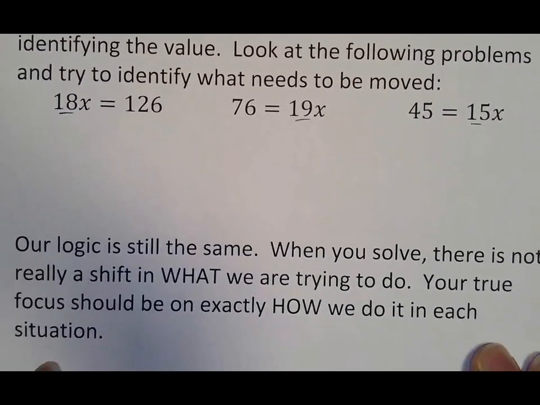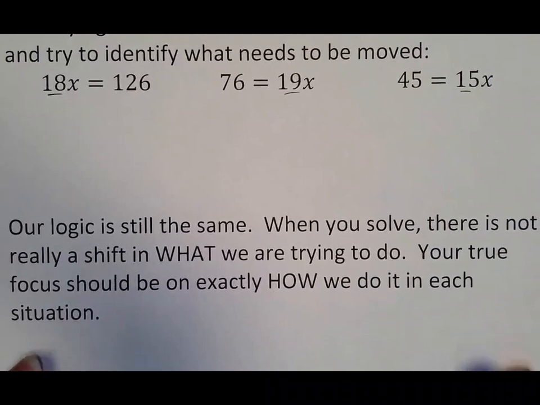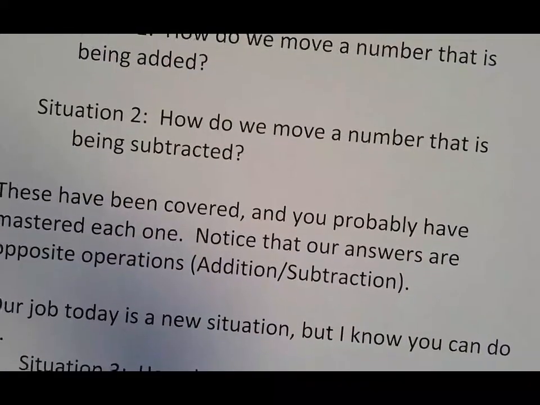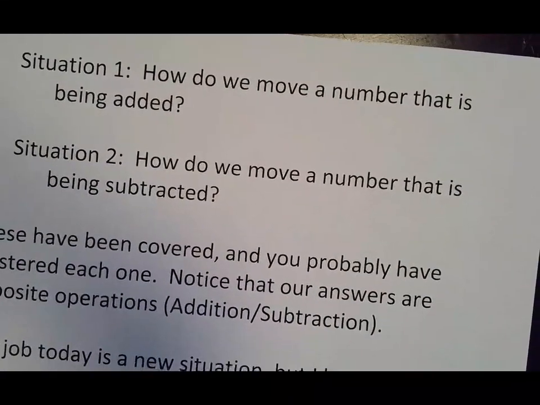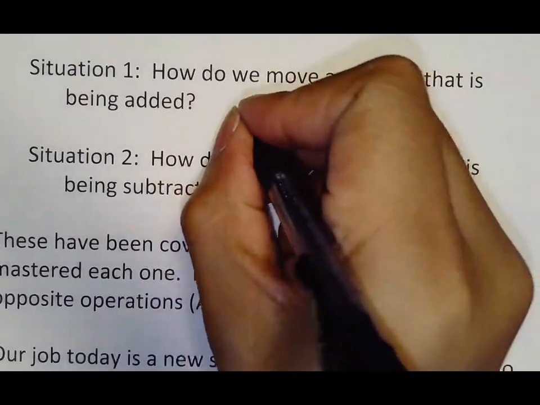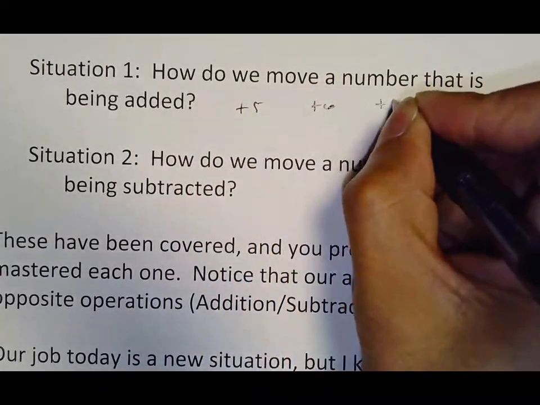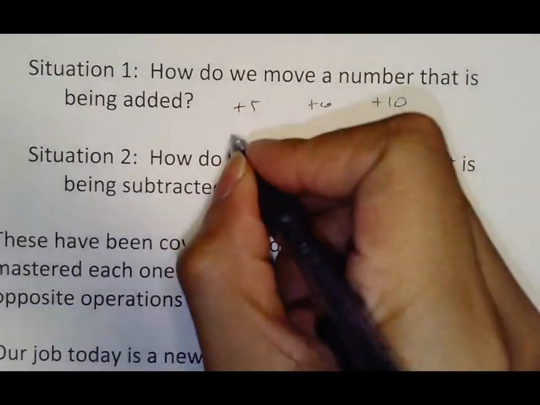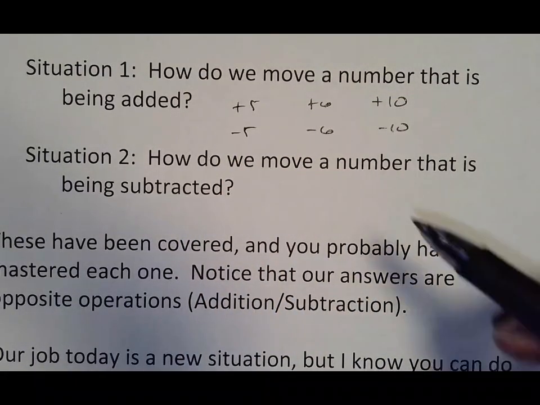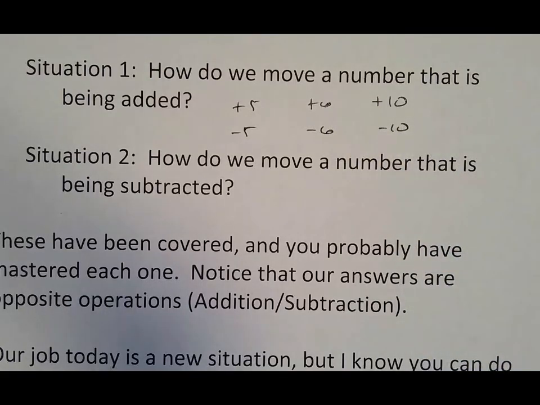Our logic is still the same. When you solve, there's not really a shift in what we are trying to do. Your focus should be on how we are trying to do it. We are still trying to get the variable by itself, which means that whoever is with the X or the variable has to be removed. The question is, how do we move it? So, how do we move a number that's being added? That means a plus 5 or a plus 6 or a plus 10. The way we do that is by subtracting 5 or subtracting 6 or subtracting 10. Because that equals 0, and that equals 0.